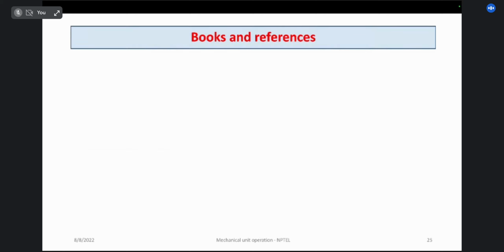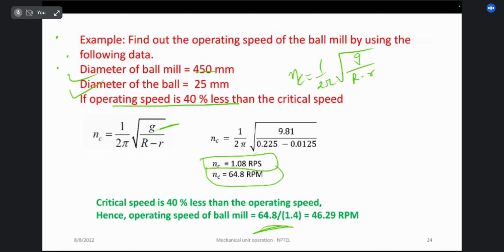Okay, so this is the example, and this kind of different example will be there in your assignment problems, and you can go through the books and try to solve this kind of example. You only need to always understand and remember the formulas. All other things are very simple. You just need to put the values in this formula, and at the end you will get the answers.